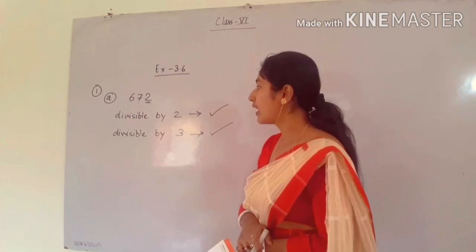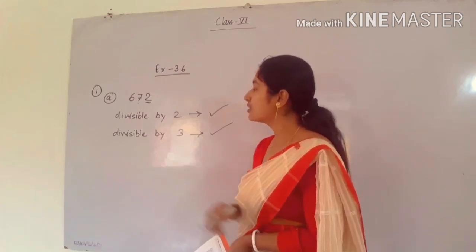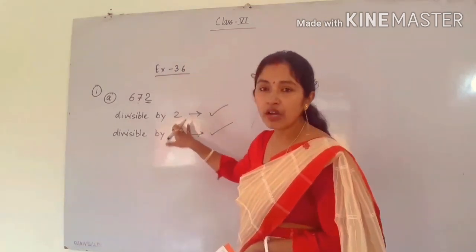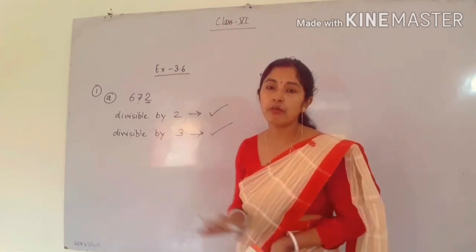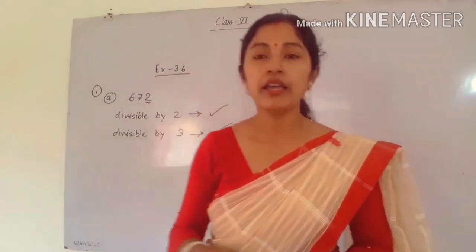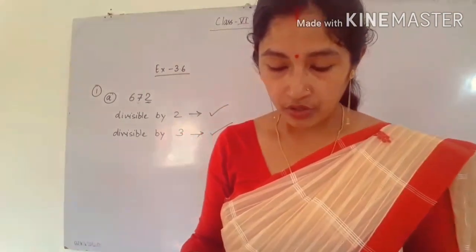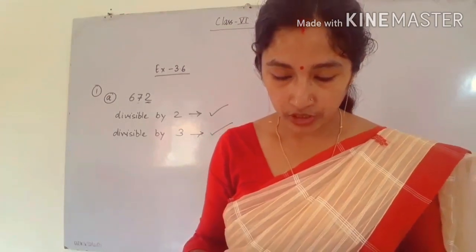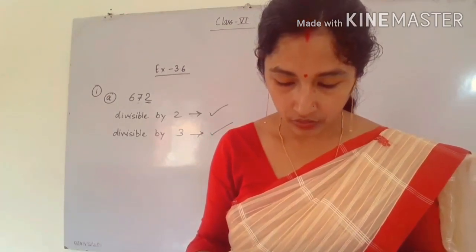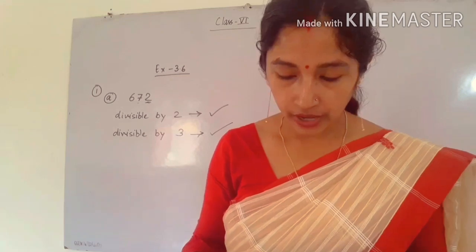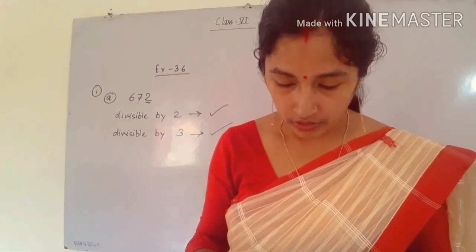Therefore, we can say that 672 is divisible by both 2 and 3. Therefore, this number will be divisible by 6. Okay. So, a similar type of question I am going to do now.